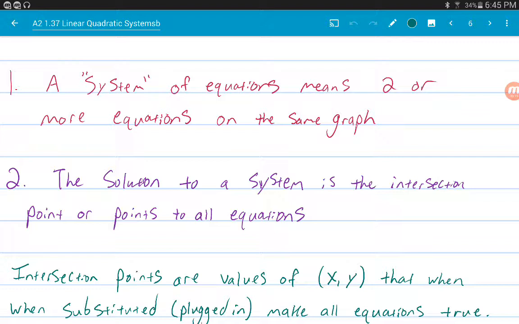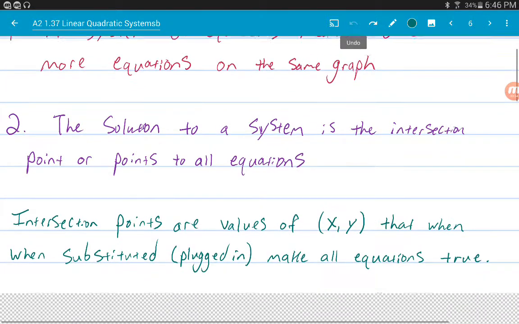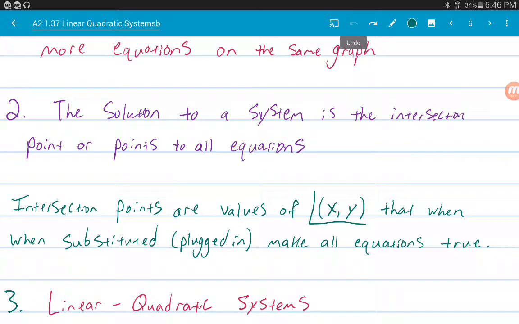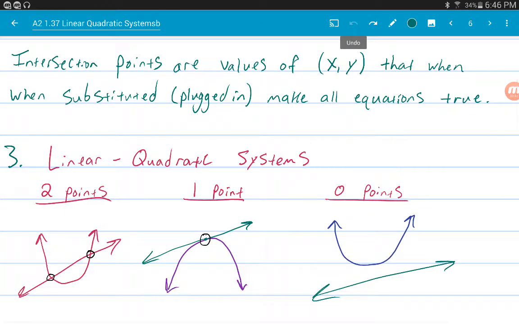Now, a system of equations, the word system, implies that there are two or more equations on the same graph. The solution to a system is the intersection point or intersection points of all those equations. Intersection points are values of x comma y, so that's what your answer should look like. They should look like points, x comma y. Intersection points are values of x comma y that when substituted, meaning plugged in, make all the equations true.